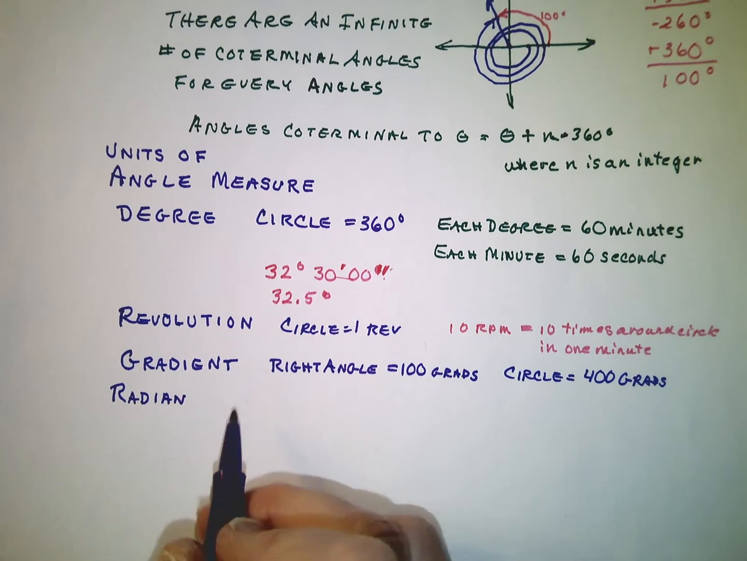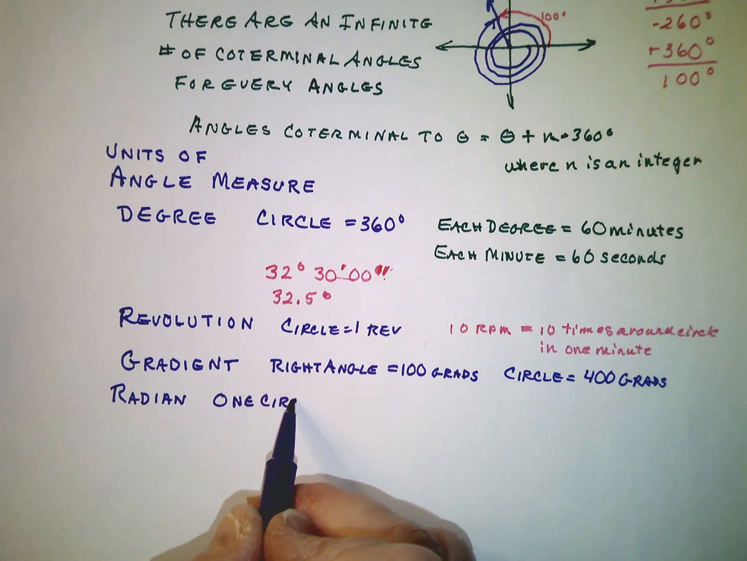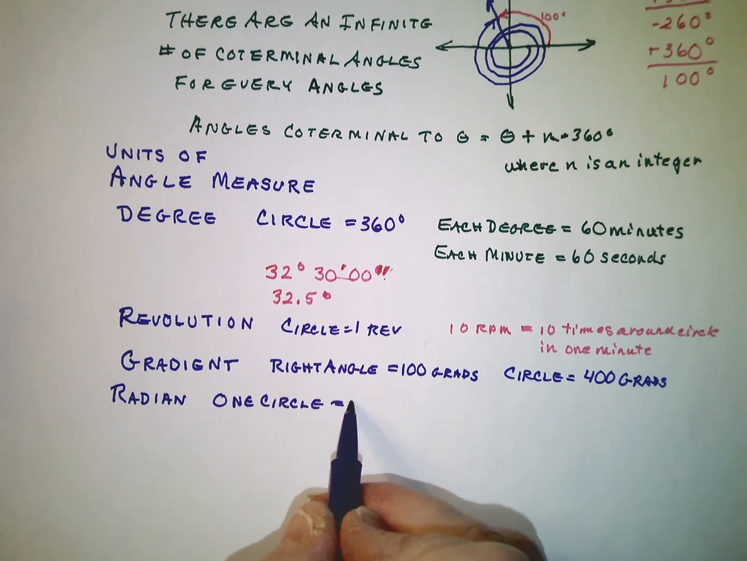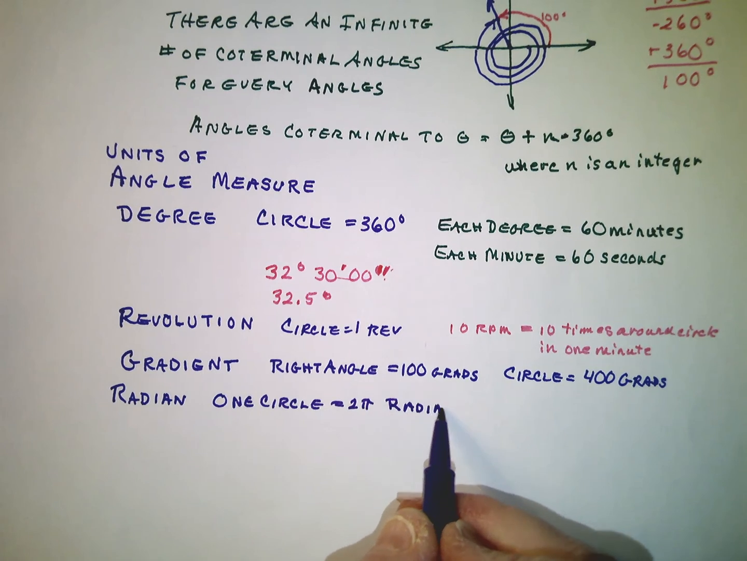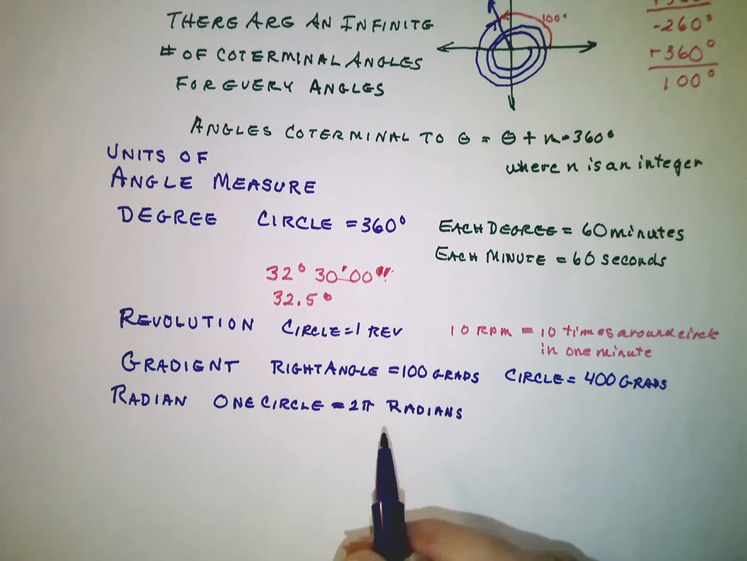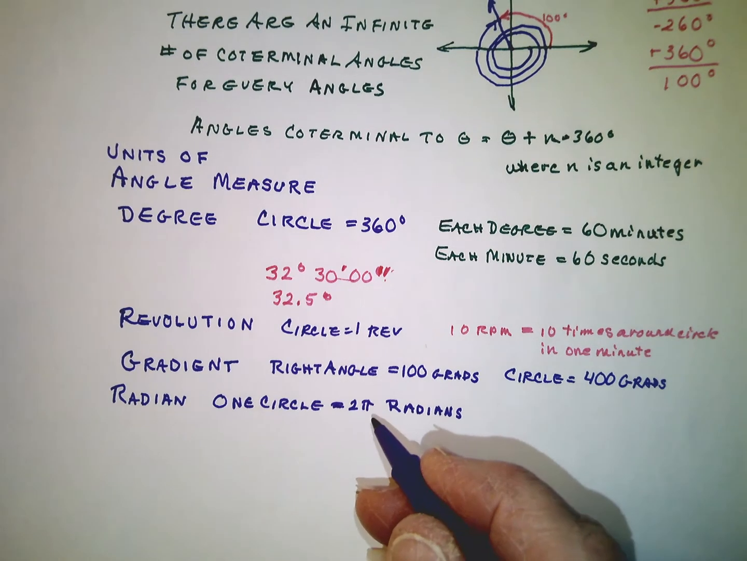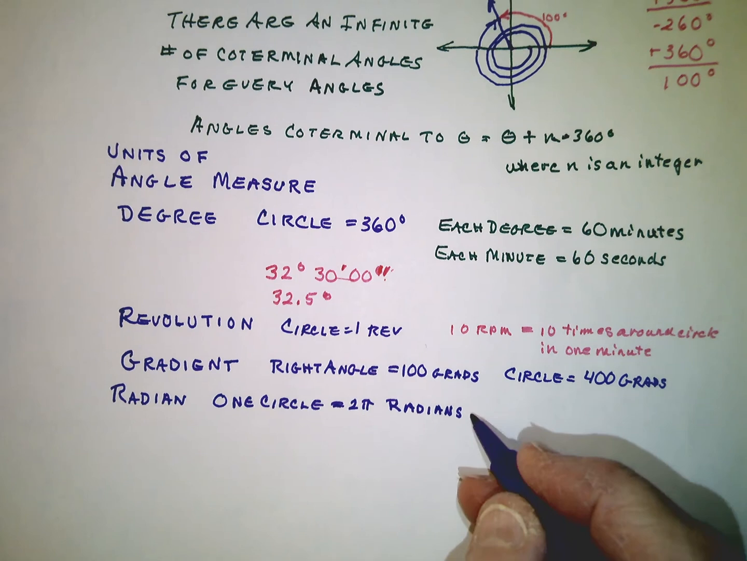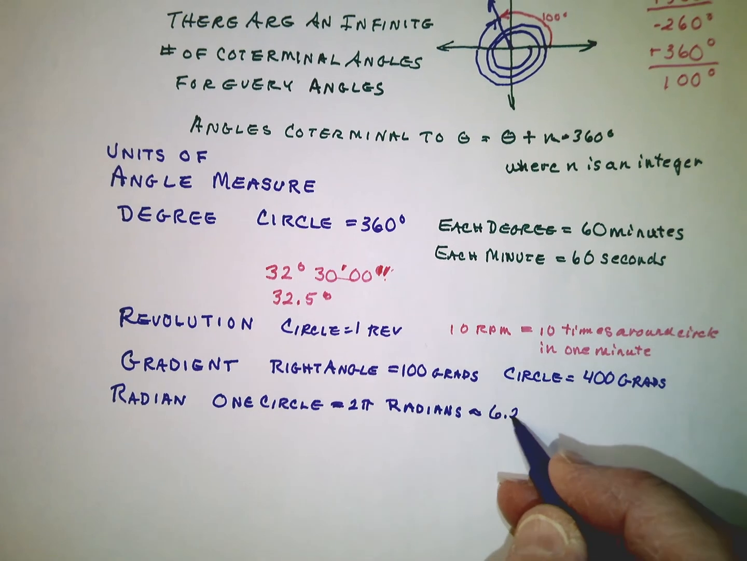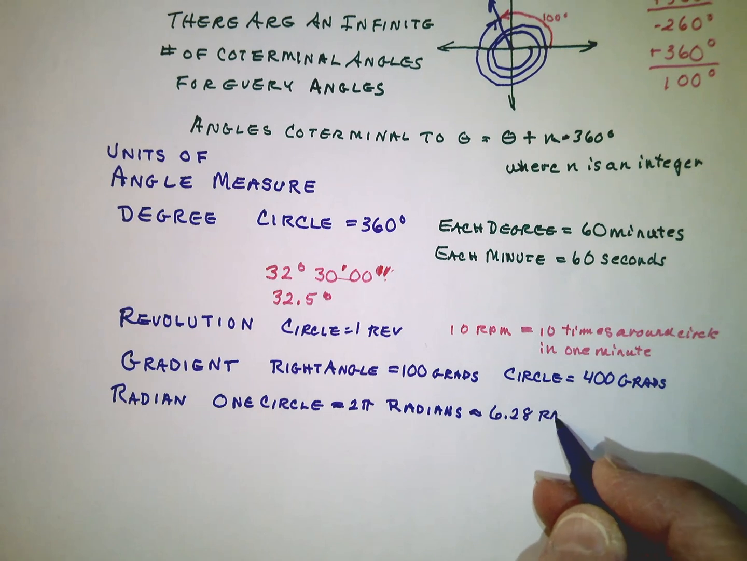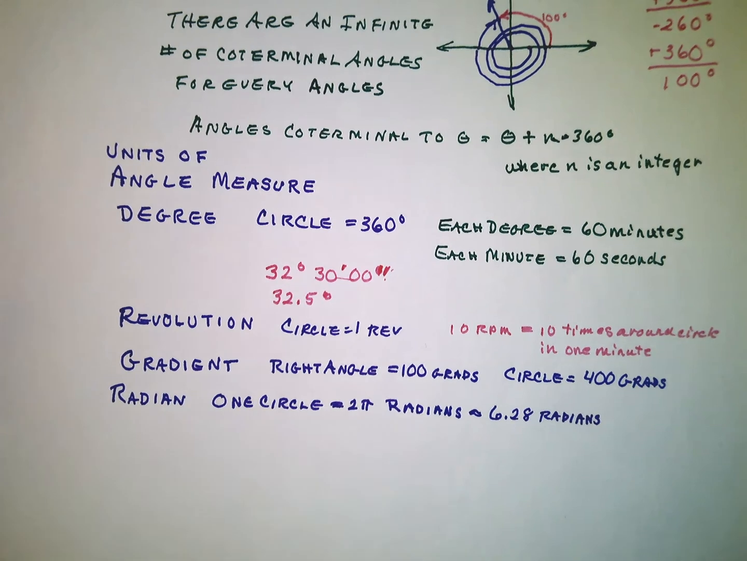And as you know, that 1 full circle equals 2 pi radians. And we usually leave it in terms of pi, but you know what pi is, it's just a number, approximately 3.14. So you could say that one circle is approximately 6.28 radians.